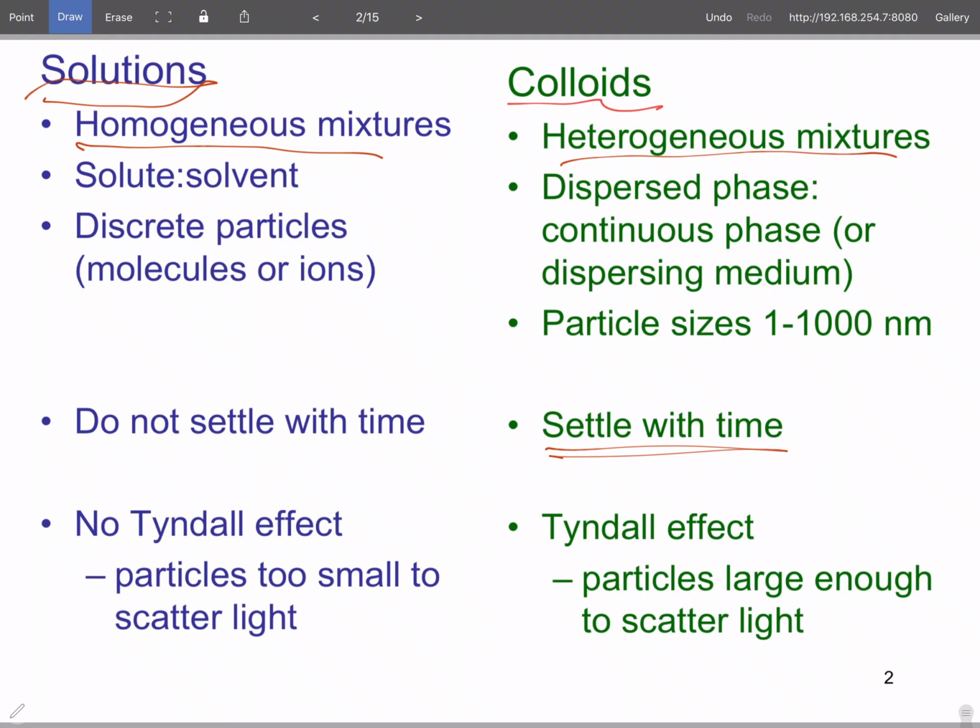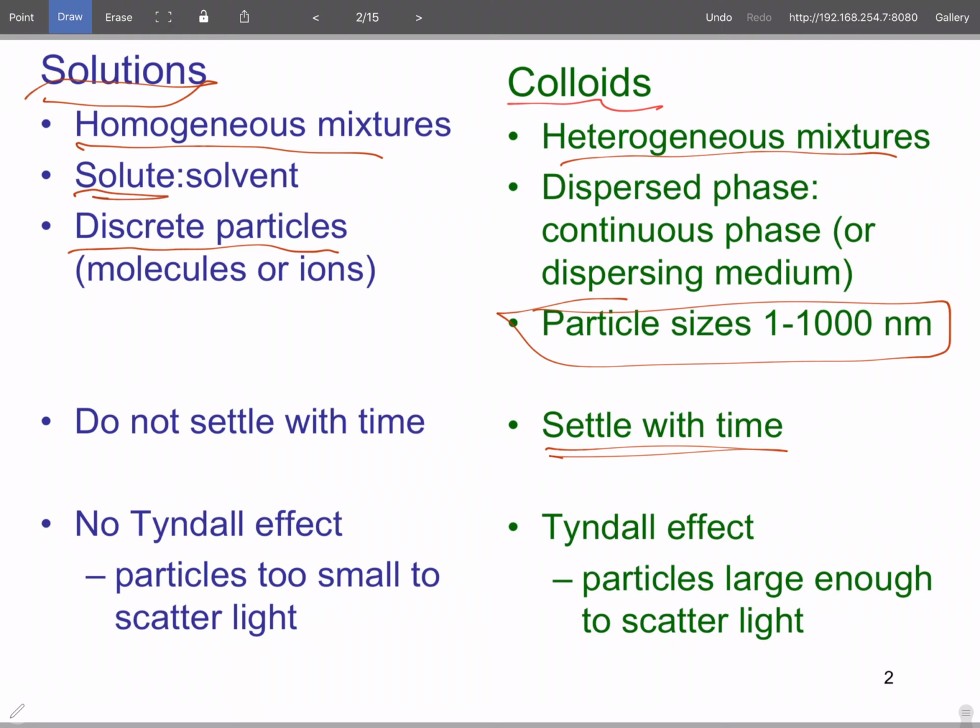But if you leave milk out on the counter or just raise the temperature, if you heat up Kool-Aid, it really shouldn't change either. But if you heat up milk, it definitely changes because solutions are down to discrete particles, whereas colloids have very large particle sizes. There's 1 to 1,000 nanometers. Okay, yeah, nanometers are teeny tiny, but with respect to molecules or ions, they're huge.